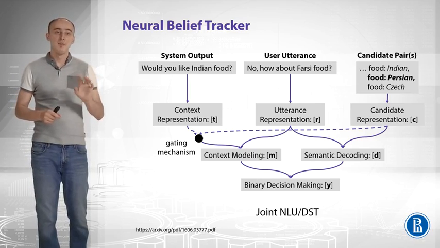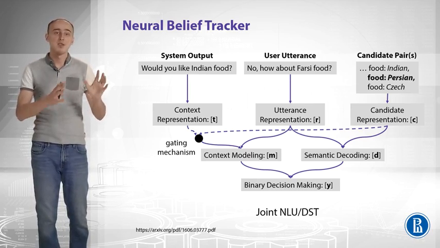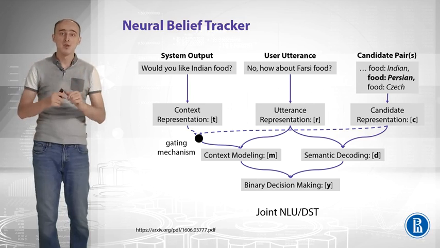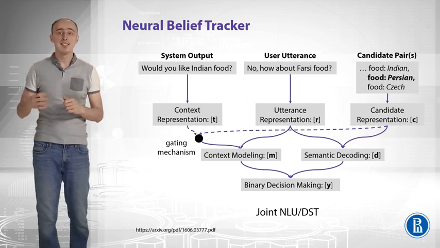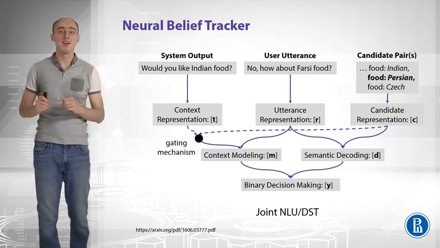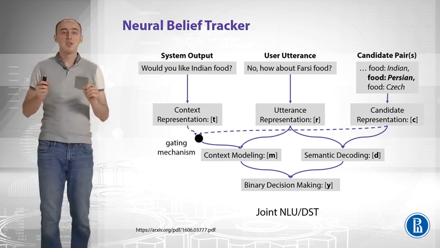First, we embed the context, and that is the system output and the previous state. Then we embed the user utterance, and we also embed candidate pairs for the slot and values, like food Indian, food Persian, or any other. Then we do the following thing.